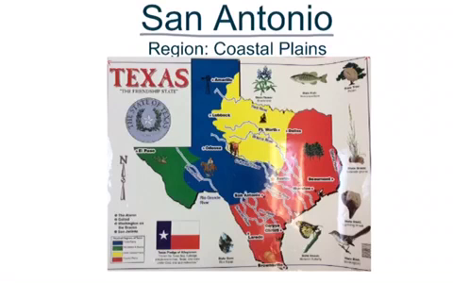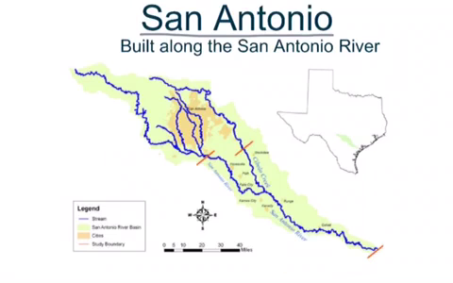Now, like Dallas and Houston, San Antonio is located in the coastal plains region in this area right here in the red in the map. Although it's super close to other regions, it is still in the coastal plains region, located closer to the Gulf Coast. Now, San Antonio is also built along the San Antonio River.